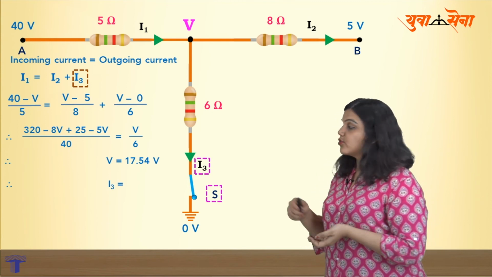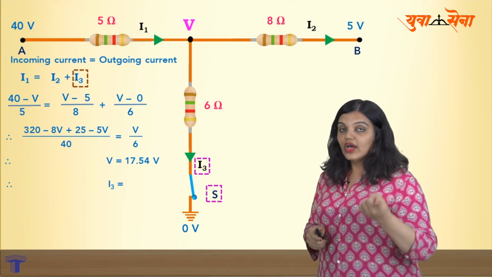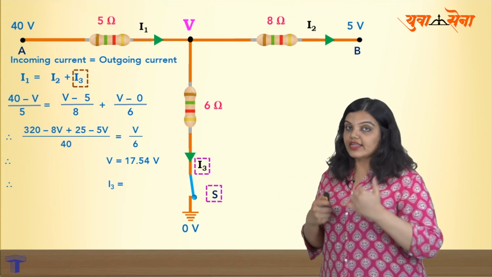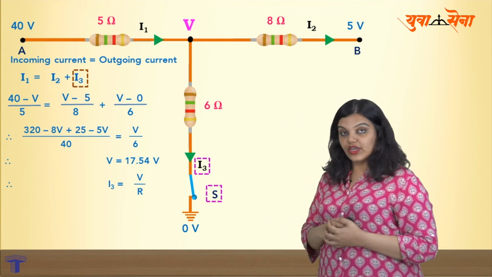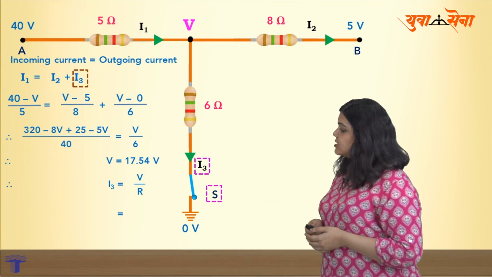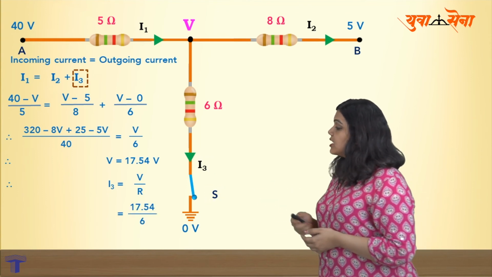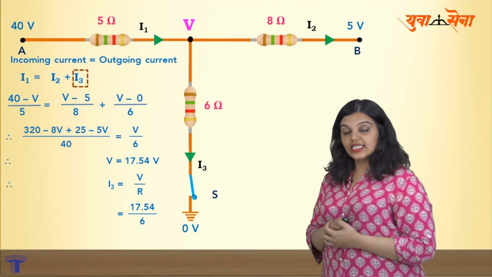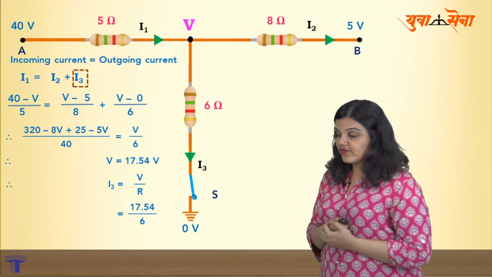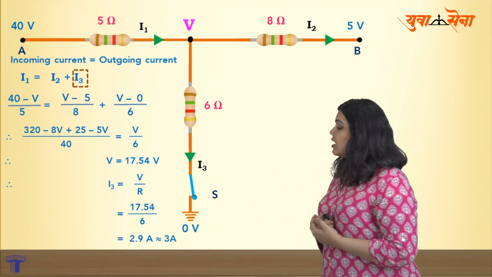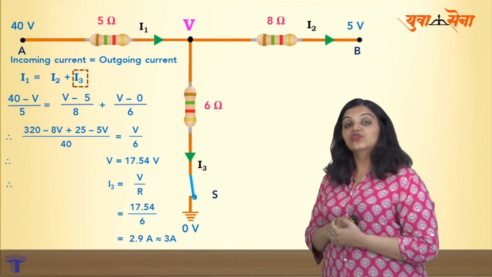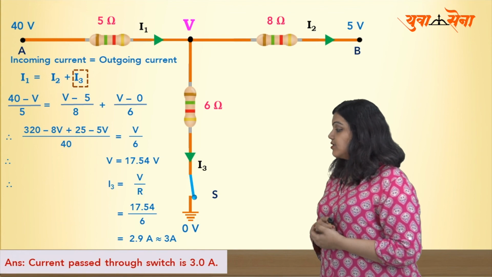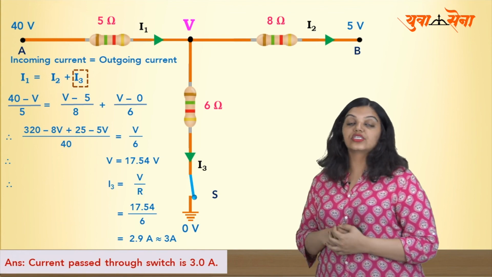And the current flowing through the lower branch, as we have said before, is nothing but potential difference divided by resistance. Potential difference would be V minus 0 or simply V. And the resistance is nothing but 6. So I get 17.54 upon 6 because V is 17.54 and resistance is 6, and the answer comes out to be 2.9 ampere, which I will approximate to 3 ampere, and that is the answer. That is, the current passed through the switch is 3 ampere.